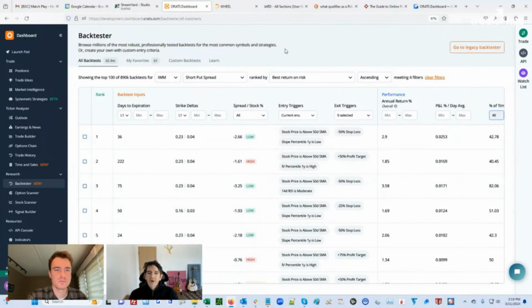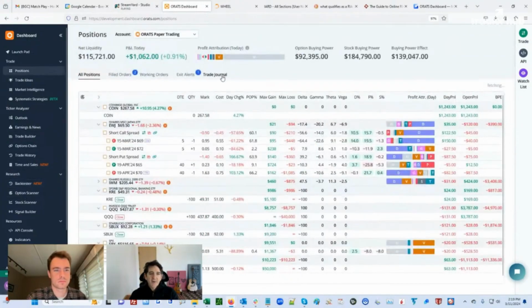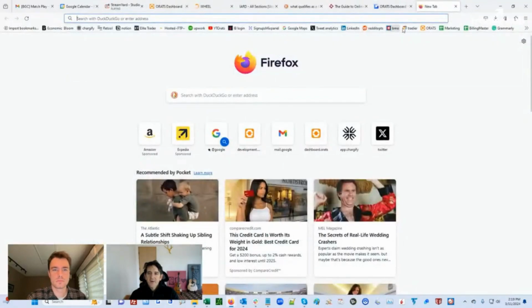Yeah, you bring up a good point, Tyler. And then, paper trade it. You could send it to the paper trader. And now, it's a little early to show this, but of course I jump in front all the time. But the trade journal is going to be able to track those trades and show you how that is performing. And we also have the ORATS University here.